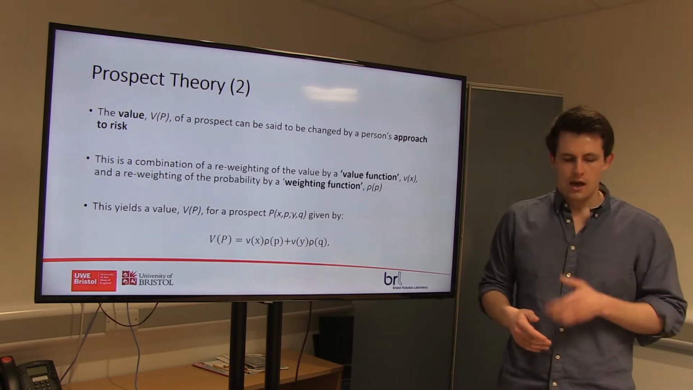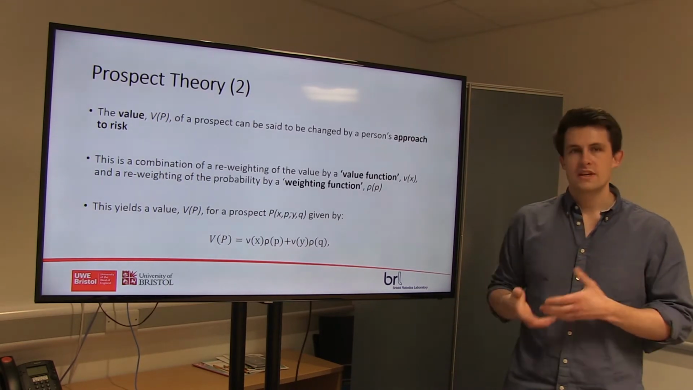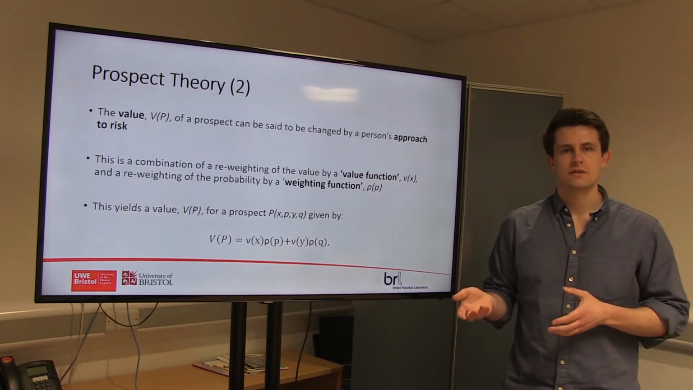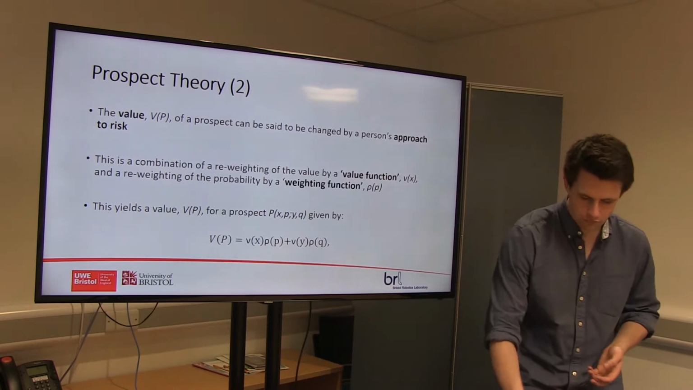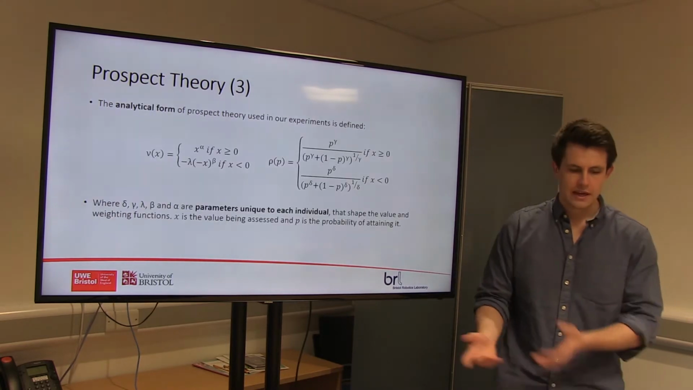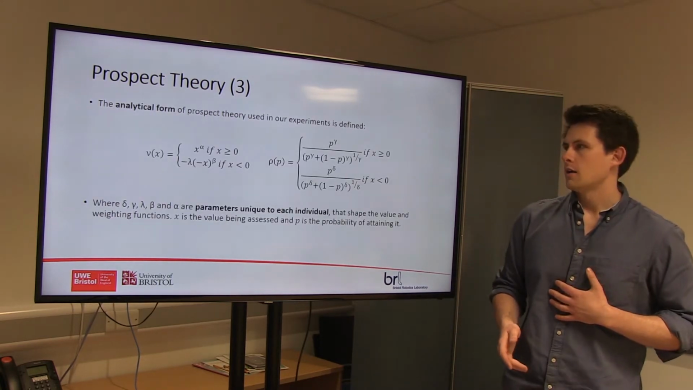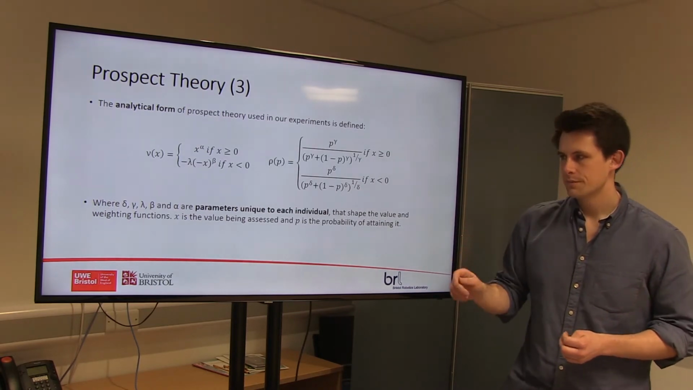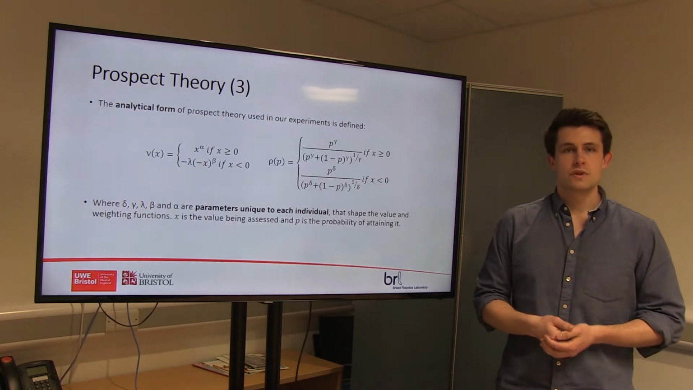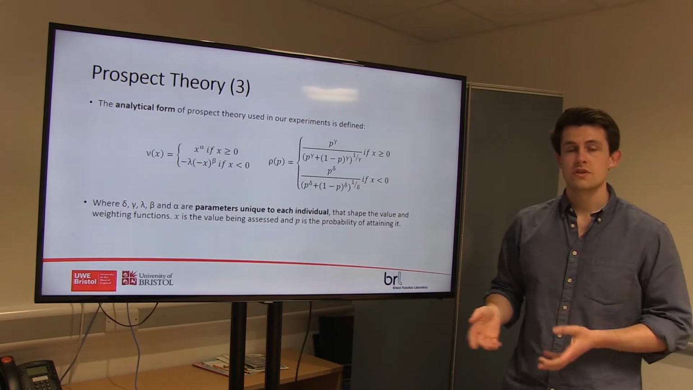In terms of the weighting function, this accounts for the fact that people tend to overweight small probabilities and underweight high ones. So here we have the analytical form. And the interesting thing to note about this is all of the parameters in it are unique to each individual. The way we determined the parameters was we used the values derived in Tversky and Kahneman's paper.